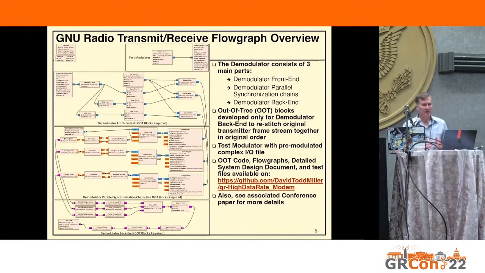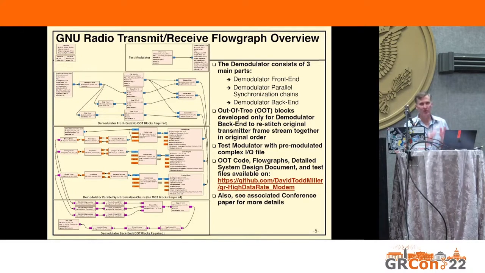So this provides one flow graph for the whole modem, transmit and receive. I know the text is very small here, but I'm going to zoom into pieces of this in later charts. But basically, the demodulator portion has 3 parts: the front end, the parallel synchronization chains, and a back end. Note the out of tree blocks at the bottom of this figure, that is the only part that required out of tree blocks.